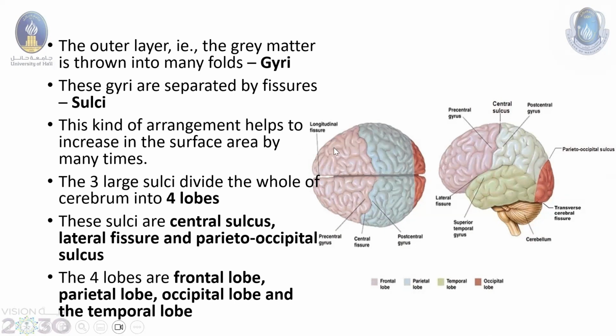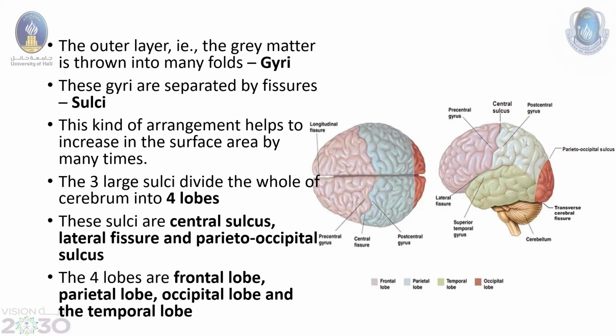As we will study later, there are important centers here. So to provide more surface area for these centers, the cortex is thrown into folds, and this arrangement increases the surface area many times. There are three large sulci here, which divide the whole of the cerebrum, each cerebral hemisphere, into four lobes. So what are these three large sulci?